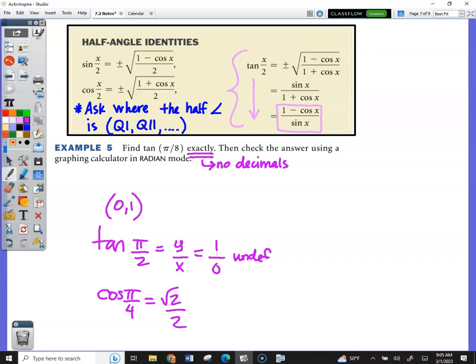This is the same concept, but you cannot find pi over 8 on your unit circle. Look at your unit circle. There's no pi over 8. So that's why we have to use another formula. We have to use a formula to basically calibrate it into something that we can evaluate, okay?